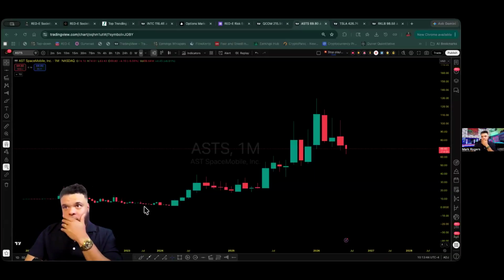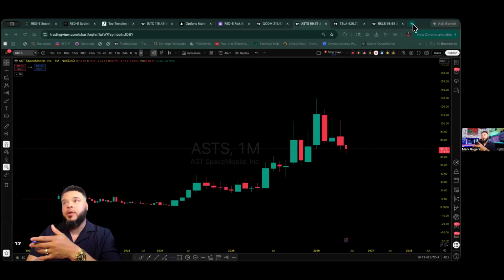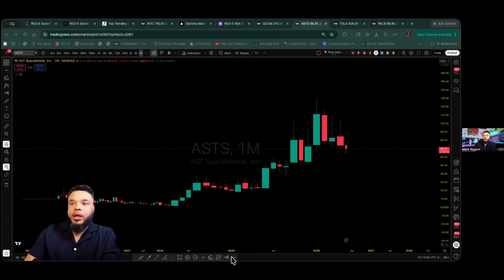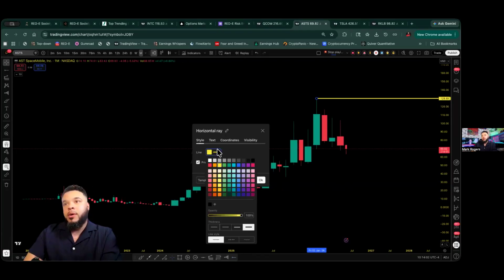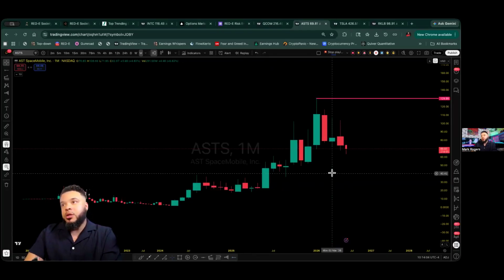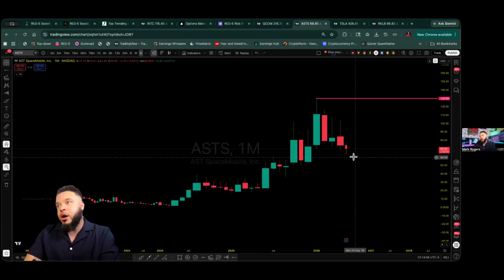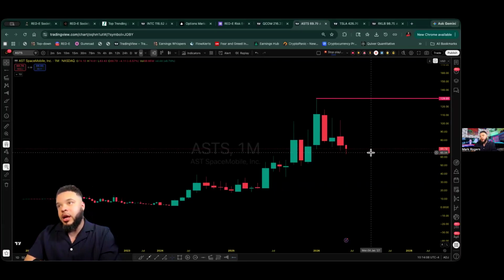Okay, so I was asked a question about ASTS for earnings. Before I even go into the fundamentals of the earnings and details, I like to start with the monthly chart and map levels. So I'm going to look at the all-time high first, which is right here around 129 on the monthly. And then I'm also going to look at where we may have caught some support compared to where the price is now.